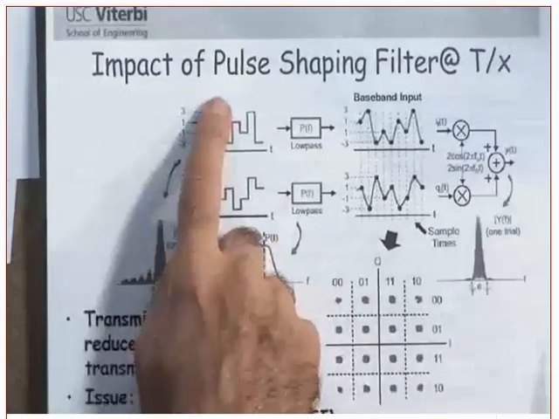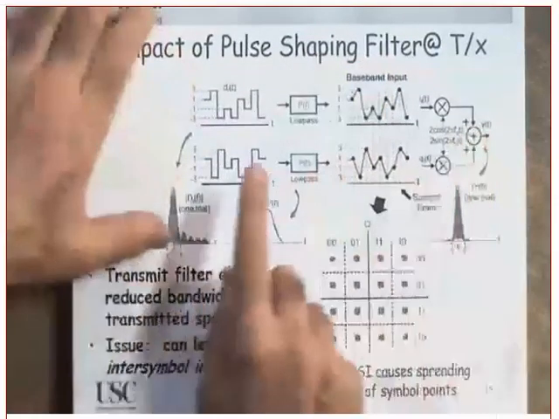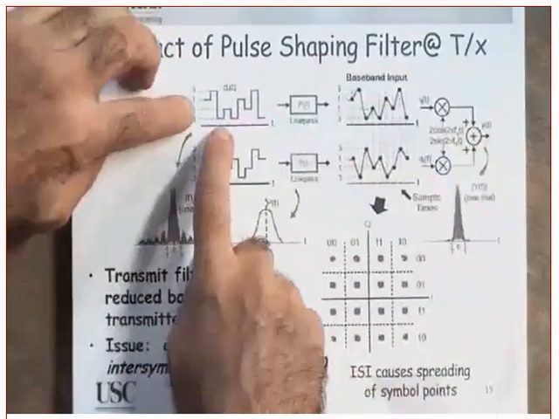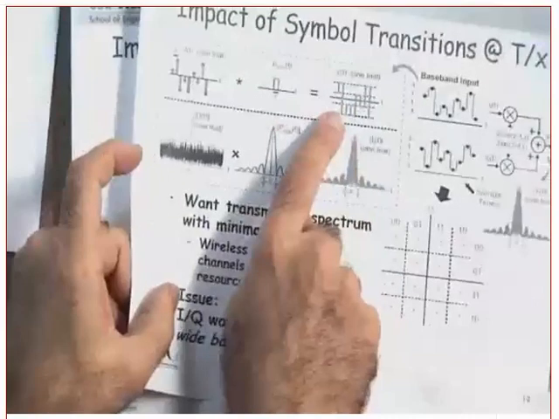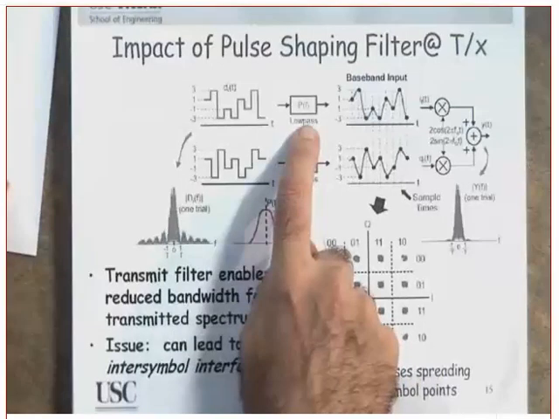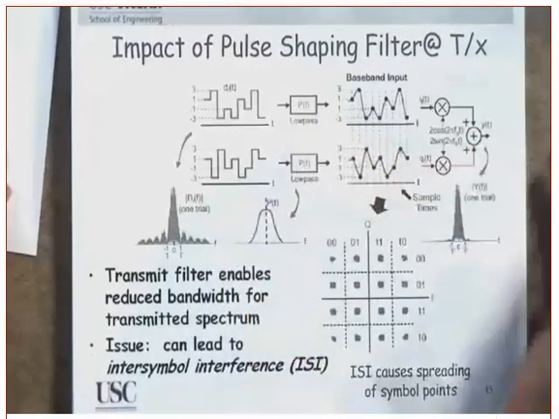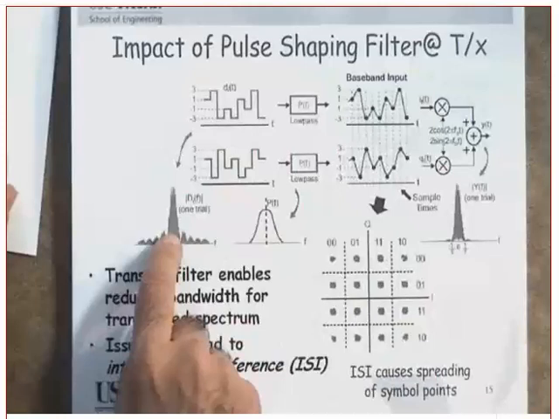Okay, this is now the impact of the pulse shaping filter at the transmitter. What does it mean? After I generated those, I apply them to a pulse shaping filter. Did you get my point or not? What am I going to get? This, by the way, the spectrum of this is this.